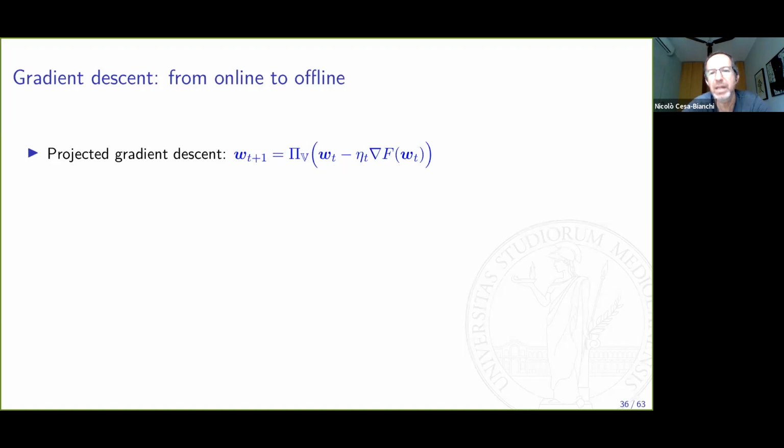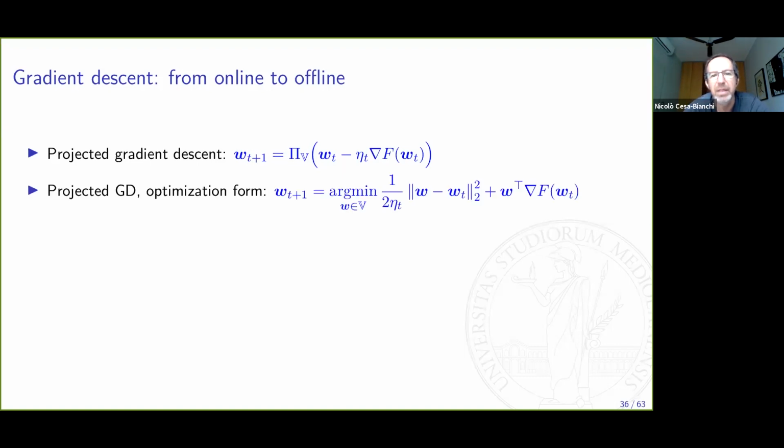Projected gradient descent has been studied a lot. We know a lot about it. So we can write this in an equivalent optimization form. It's just an equivalent way of writing this. We can write this as the argmin of W in the convex decision set of the sum of these two terms: W times the gradient, and the distance between W and the previous iterate in the optimization. Okay, so if you solve this optimization problem, you end up with something exactly looking like my projection here.